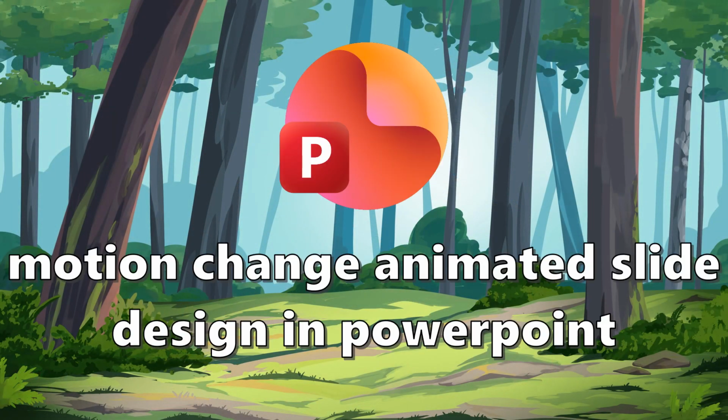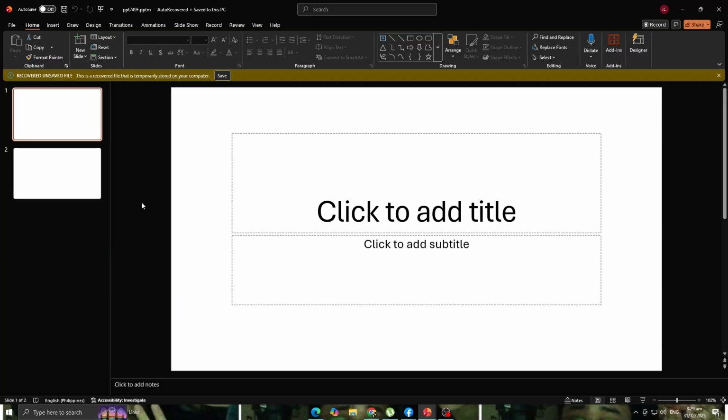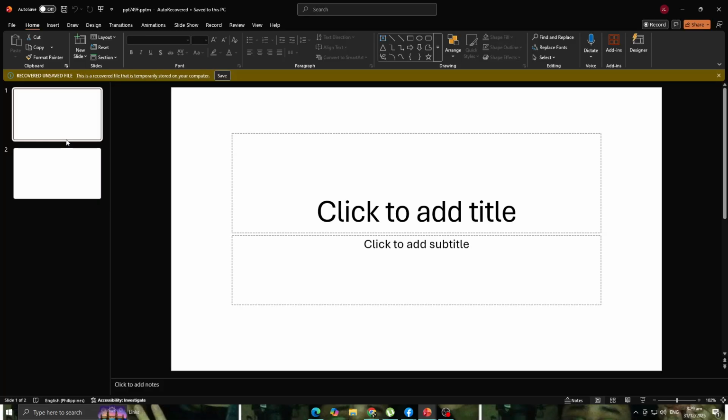Motion change animated slide. So here I'm going to give you some motion change animated slide. Change your motion in your slide. For example, right here, once we click on this and we click on that, the next one, so we say end of slide. So how to put an animation on that motion changing?